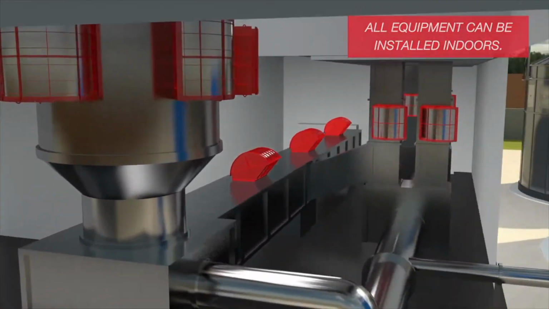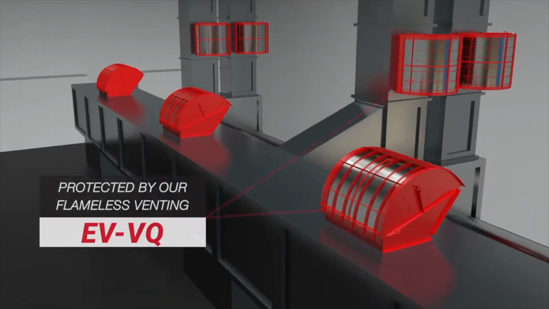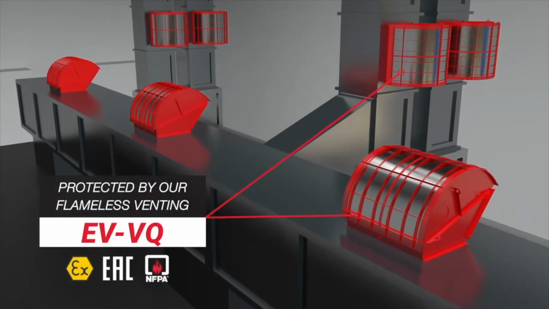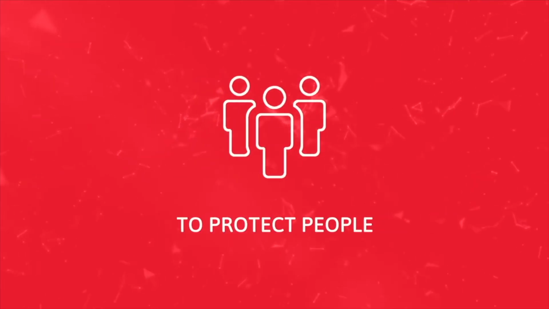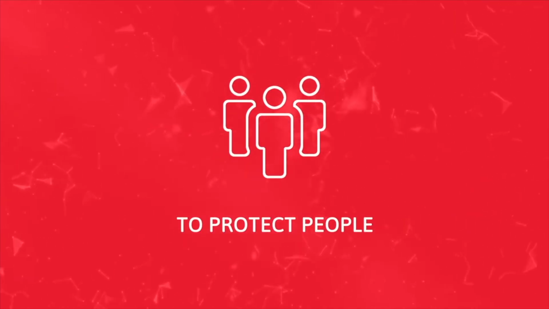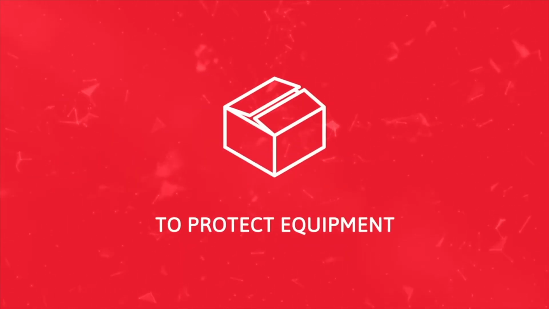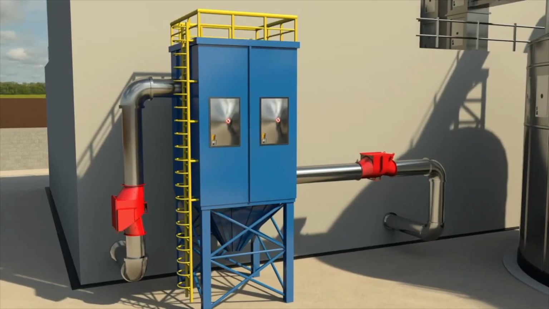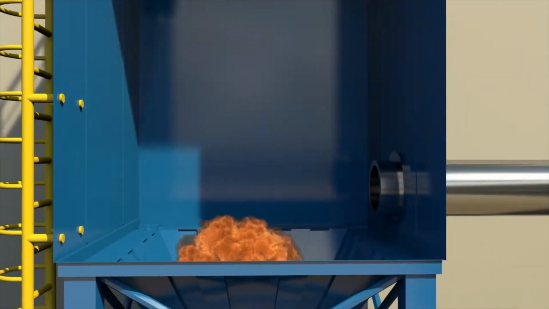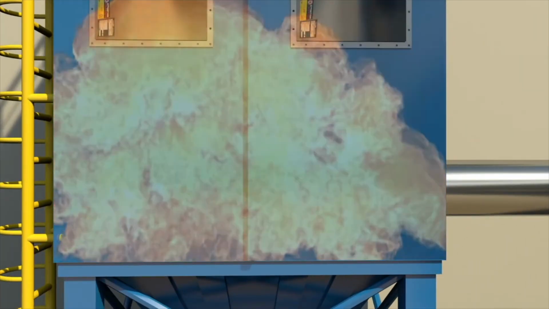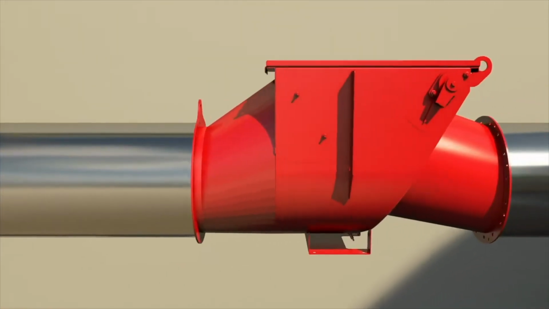Equipment can be installed indoors. We also have a new flameless low profile vent called the VigiFlam VI, which can be used on bucket elevators and bucket conveyors. It's 50% less volume, and it sits really low profile on your bucket elevators, bucket conveyors to provide explosion venting protection.